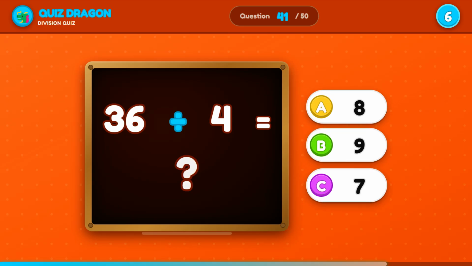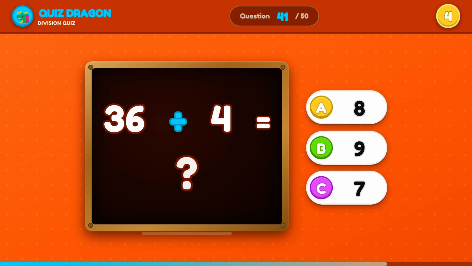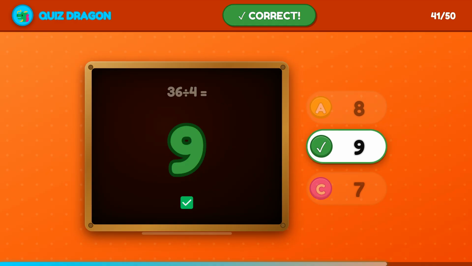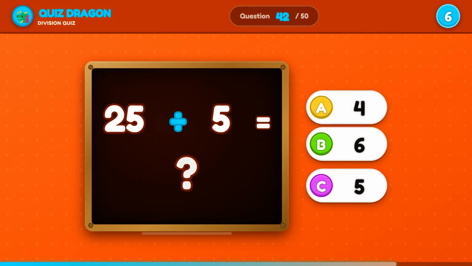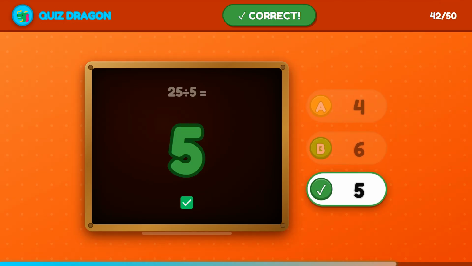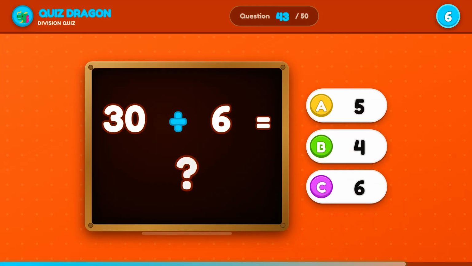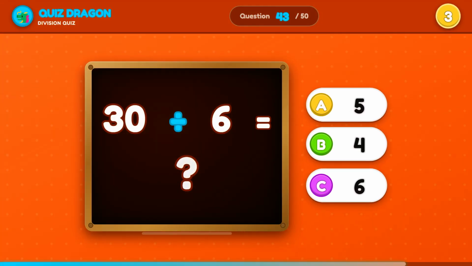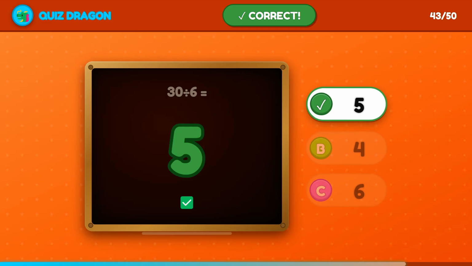Almost done. Question 41. What is 36 divided by 4? The correct answer is B, 9. Question 42. What is 25 divided by 5? The correct answer is C, 5. Question 43. What is 30 divided by 6? The correct answer is A, 5.